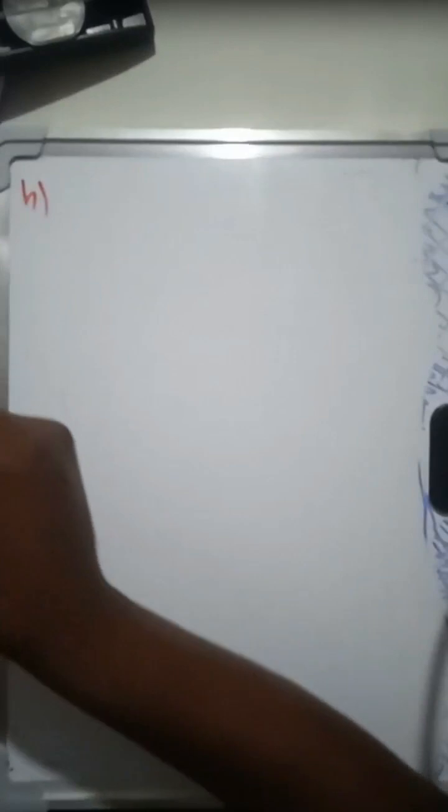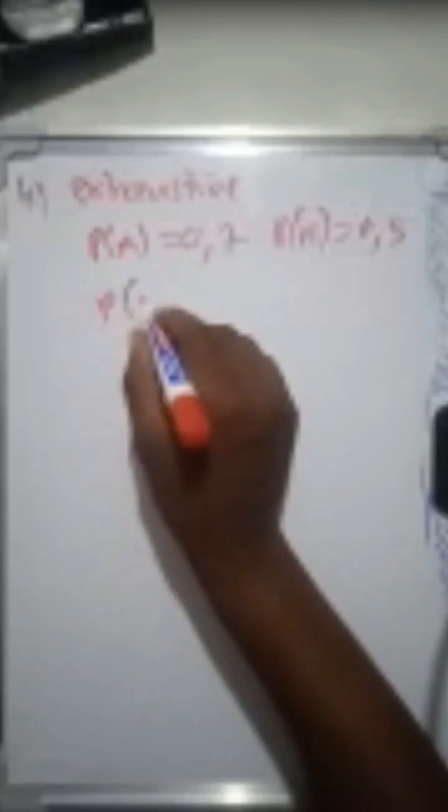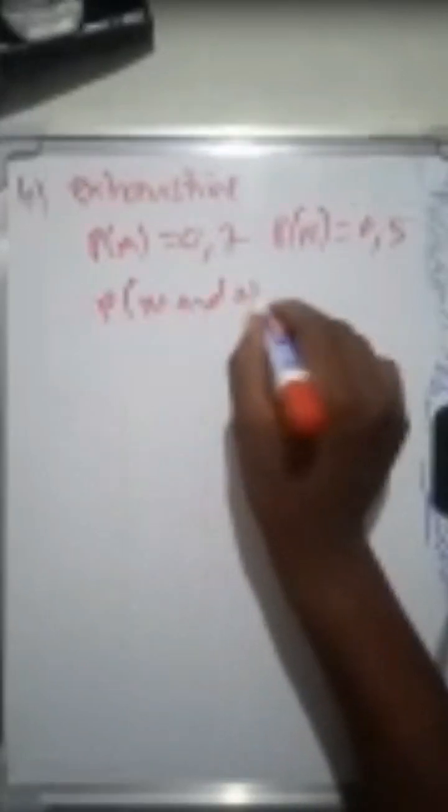All right. Now let's move on. Let's check another one. The last one here that I want us to check is number H. Number H is saying two exhaustive events. What is the keyword here? Exhaustive events. Right? M and N are such that the probability of M is equal to 0.7, the probability of N is equal to 0.5. Determine probability of M and N.